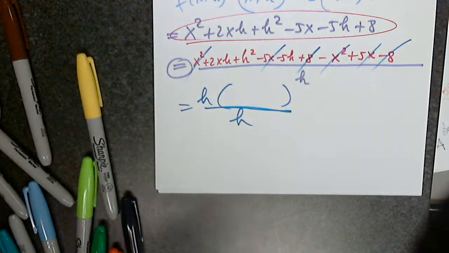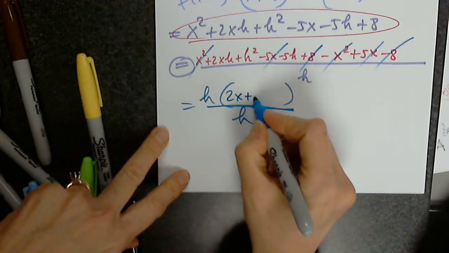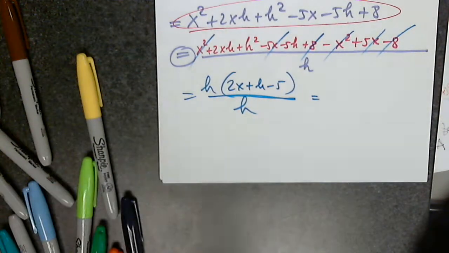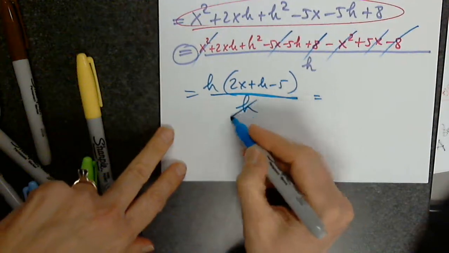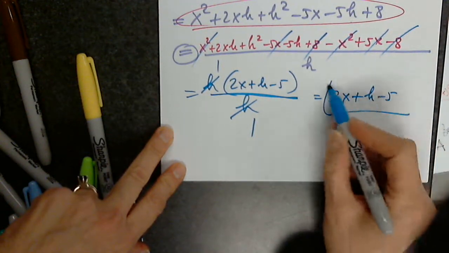Yes? That's it. 2x plus h minus 5. What do you think I'm going to do next? Right. That was the second hint, the second piece of information. Very good. And the simplified form is this.